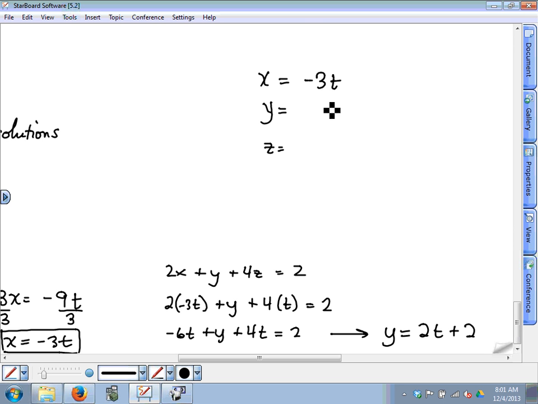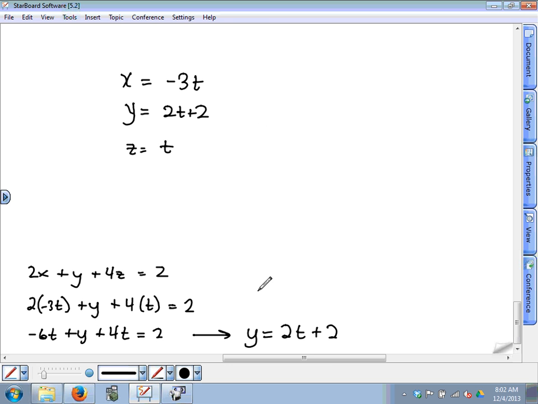x equals negative 3t, y equals 2t plus 2, and z is equal to t. We have to put this in the form of an ordered triple now. The solution is, instead of x, y, z, the solution is negative 3t, 2t plus 2, t.